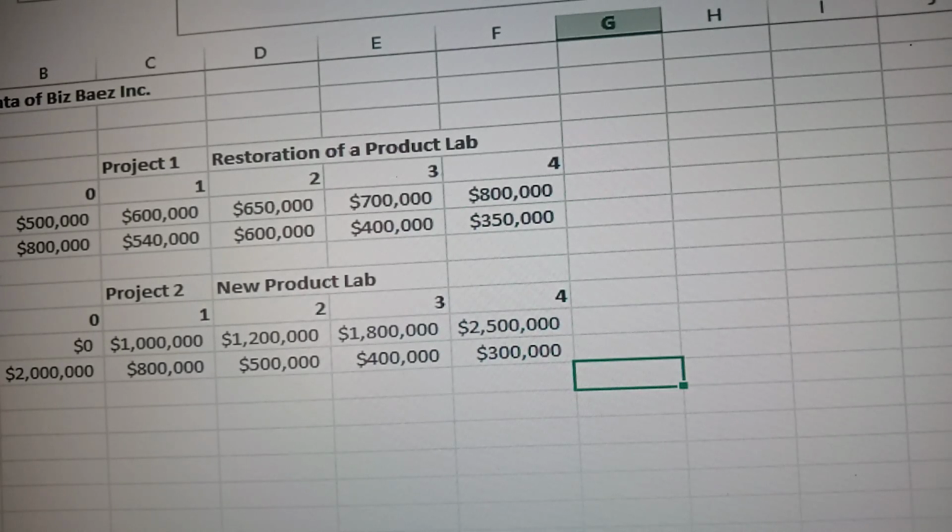What is the best option? At a glance, we cannot tell that project 1 is more beneficial than project 2. We have to use the data given to analyze and be able to give a decision, and then advise management to select option 1 or option 2. That is project 1 or project 2.